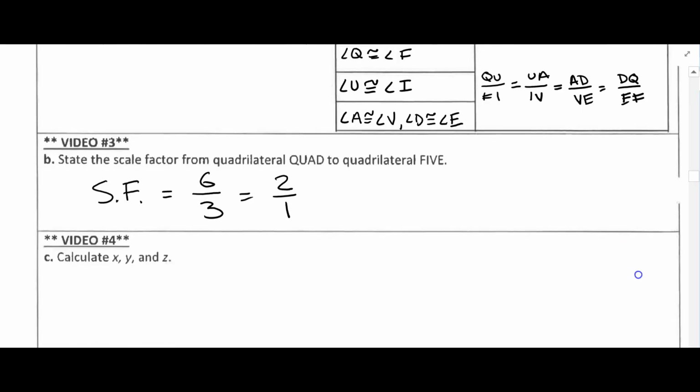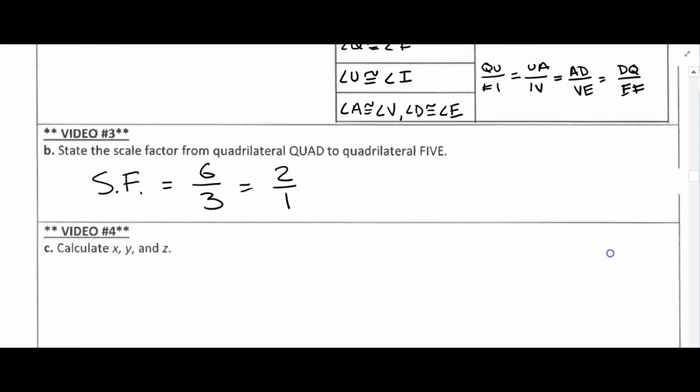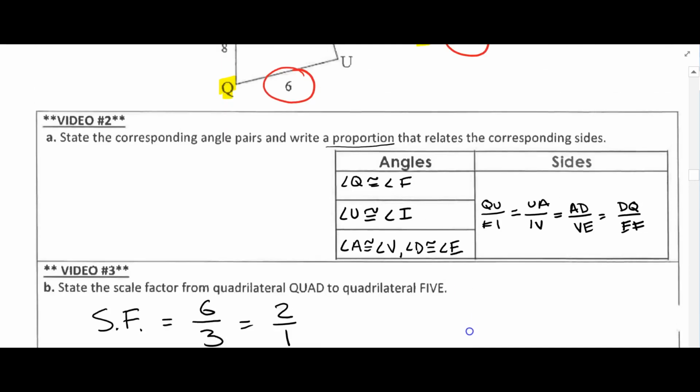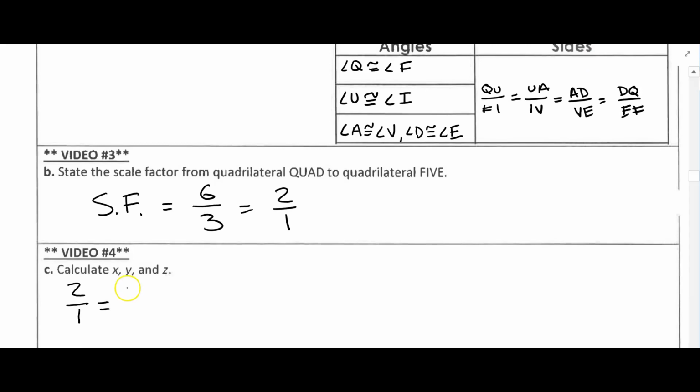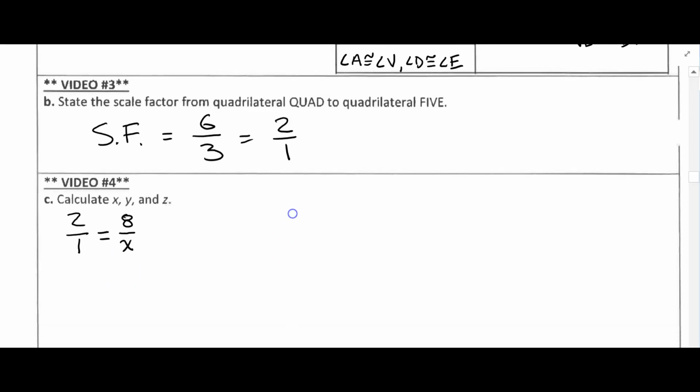Alright, part C, we want to calculate x, y, and z. So this is where our scale factor comes in handy. So I know that the ratio of any pair of corresponding sides has to be 2 to 1. That's my scale factor. So let's start with x. 2 to 1 is equal to, alright, so let's see, what side has x on it? Let's get rid of some of this extraneous markings here. So here's my x, and I can see that that goes with the 8. So since I did 2 to 1, my next ratio is going to be 8 to x. So 2 to 1 equals 8 to x, and then I'm going to cross multiply, so I get 2x is equal to 8, and then divide by 2, and I get x is equal to 4.